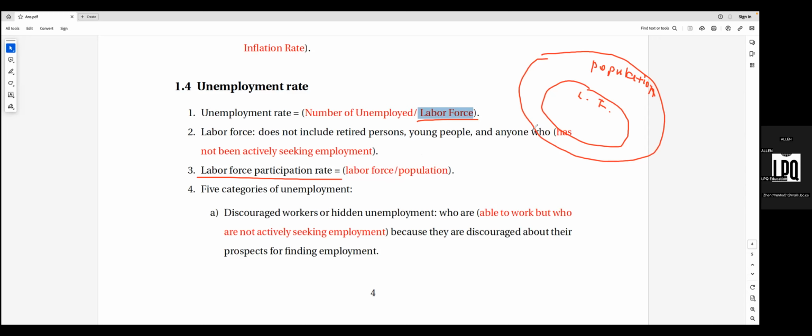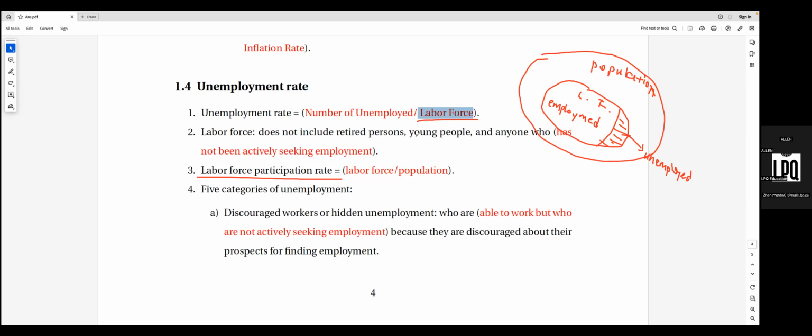Among this labor force, normally speaking, the majority should be paid workers. So the bigger proportion of this labor force, in this little circle, is the paid workers. The small shaded part is the unemployed workers, representing the total of the unemployed. Then you have the definition of the unemployment rate, right?